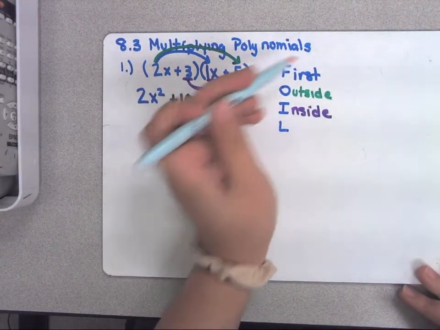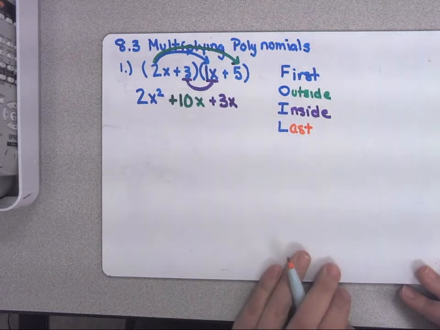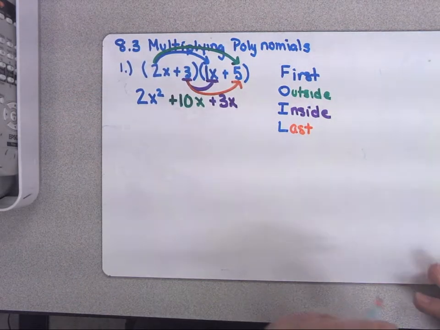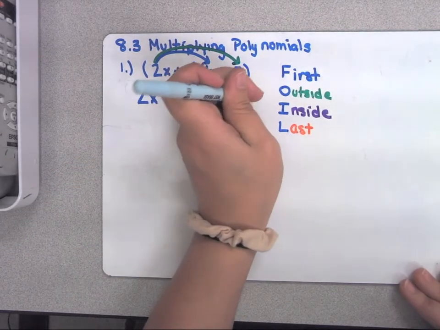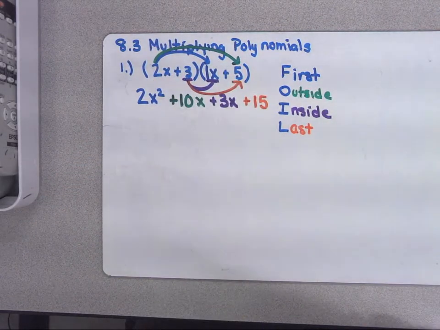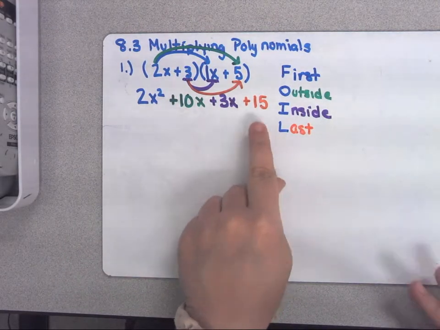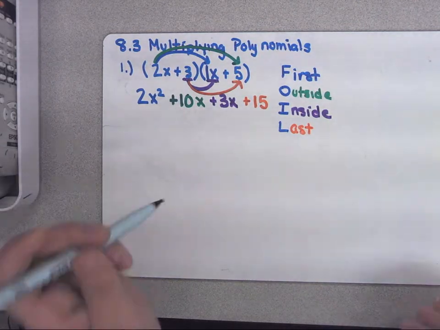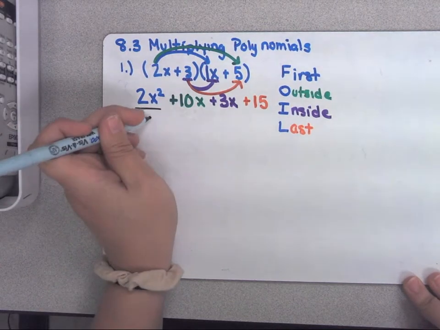And if you're not first, you're last. And last is going to be 3 times 5, which is plus 15. If you do it in this order, it's already almost in standard form. You will always have to combine like terms, but does this have any like terms? Nope, it never will.